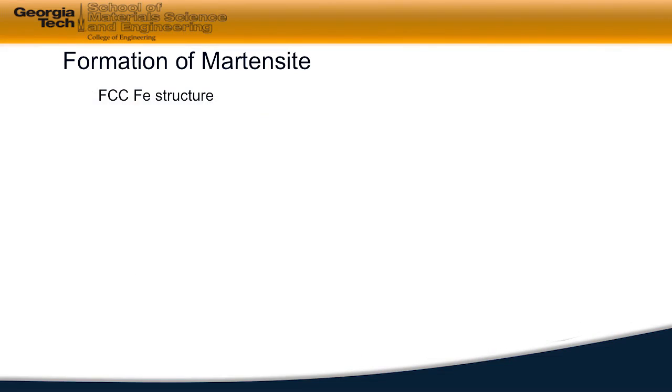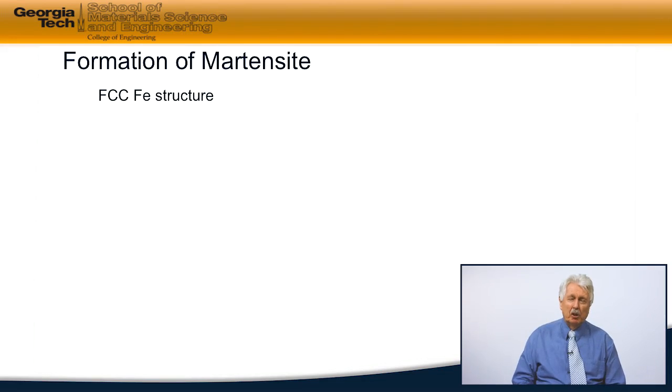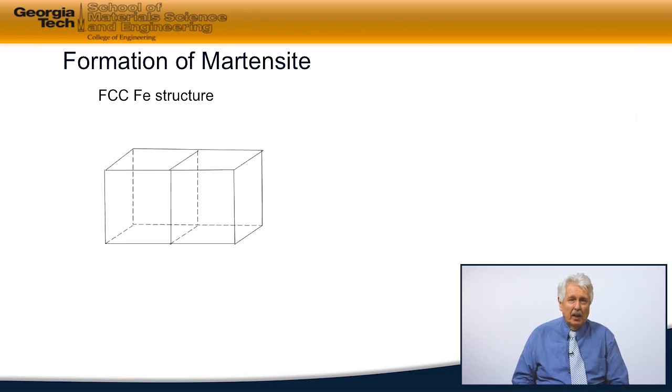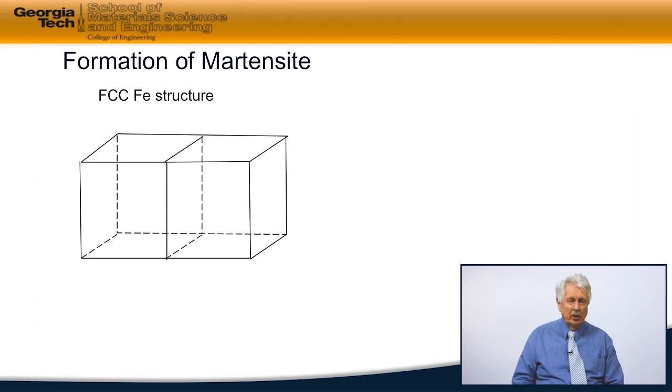Now let's take a look at how we might be able to come up with a structural argument that describes the way the process of martensite forms. This is a relatively simple model, and because we start out with the austenite as an FCC structure, let's go back and draw two unit cubes.